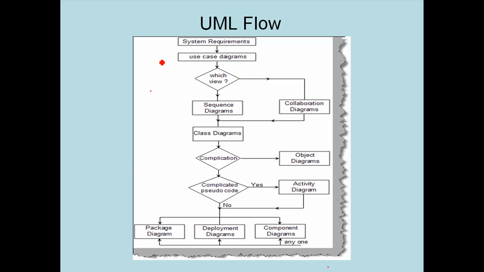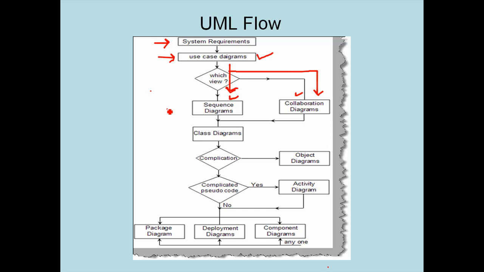So here's how it is. You start with the system requirement first, and to capture the system requirement you use the use case diagram. Now the use case diagram becomes mandatory. From the use case diagram, which point of view do you want? Do you want more of an interaction point of view of objects, or do you want more of a sequence orientation, showing the sequence of the activity, or the sequence of object interactions? Then choose the sequence diagram.